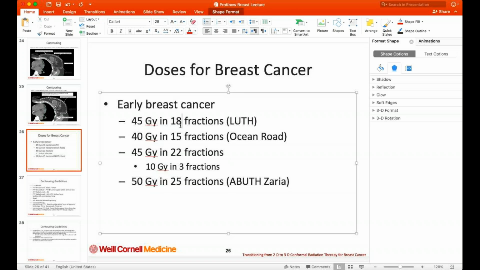So there have been some studies looking at that. And there was one in particular that came from Canada, and I'll put it here, Whelan T et al. In their trial, what they did was 42.56 gray in 16 fractions.